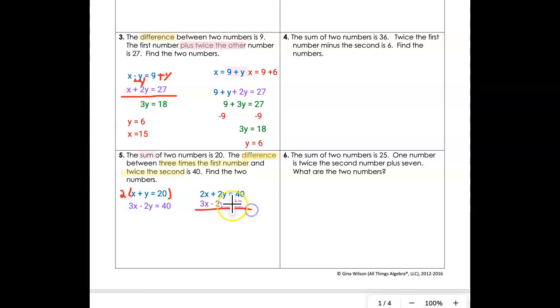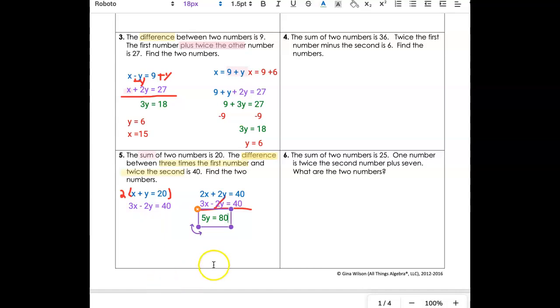And then we're going to add them up. So my y's here will cancel. Adding straight down, I get 5y equals 80. And then we just have to divide 80 by 5. We do that, we get that our y is 15.